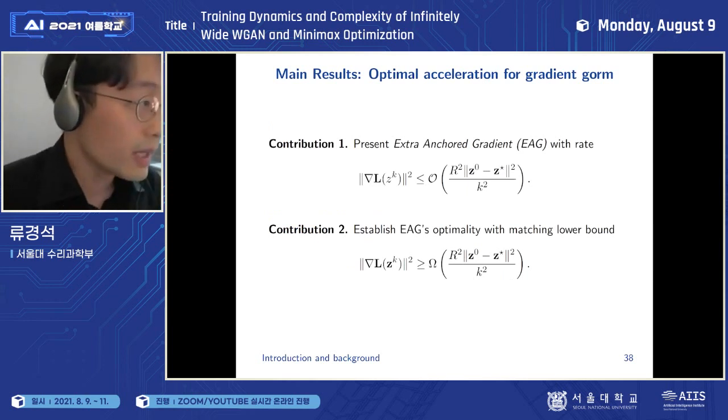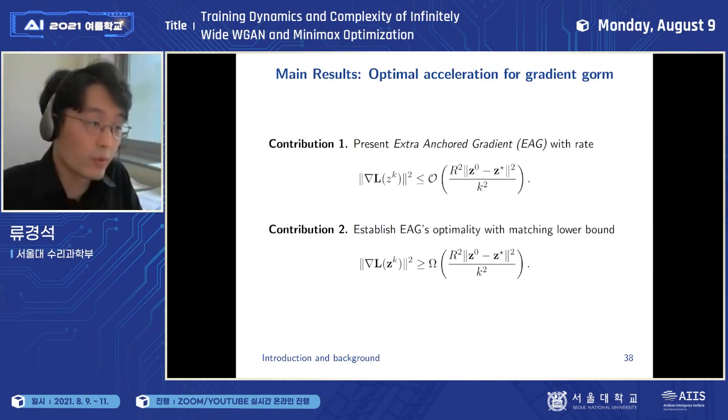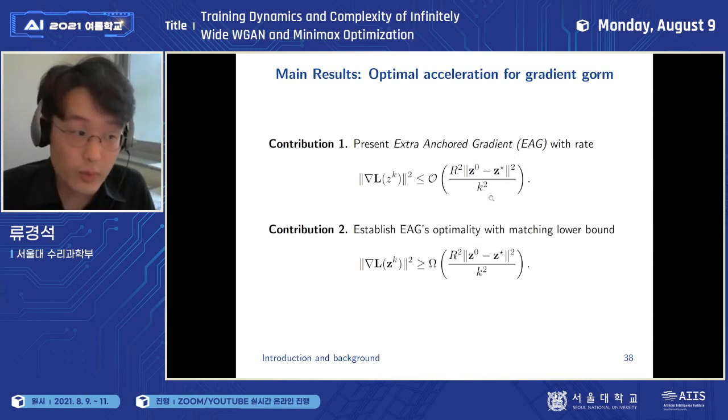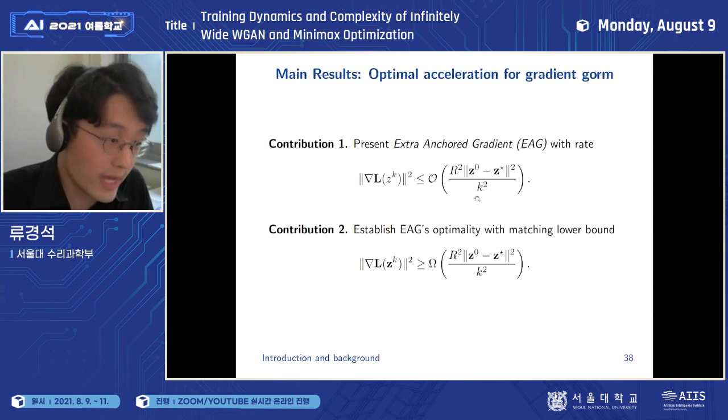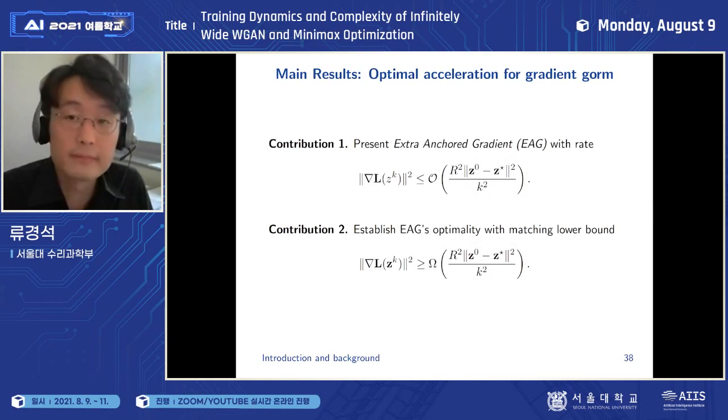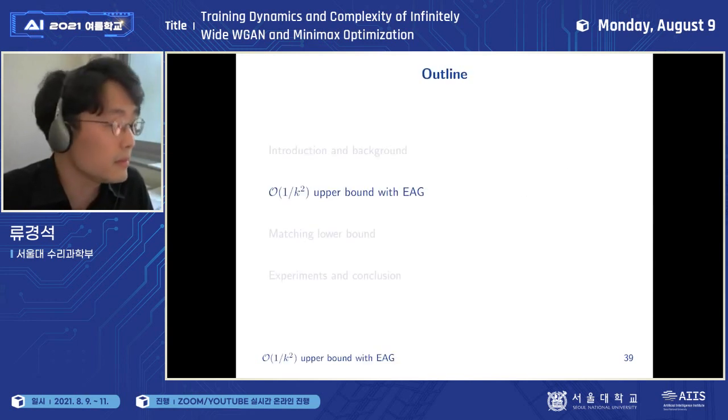The two contributions of this work are as follows. First, we present an algorithm that we refer to as EAG. This algorithm achieves a 1/k squared rate, compared to the prior state of the art, which was 1/k, so it is faster. The second contribution is that we establish the optimality of this rate with a matching complexity lower bound. We establish that this 1/k squared rate cannot be beaten, and therefore this is the optimal rate for this problem class. Okay, so now let me present the algorithm that achieves the accelerated 1/k squared rate.